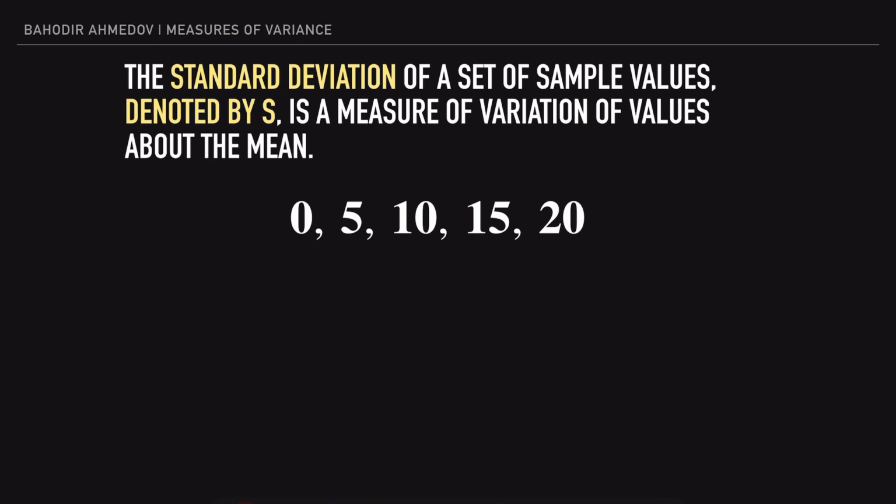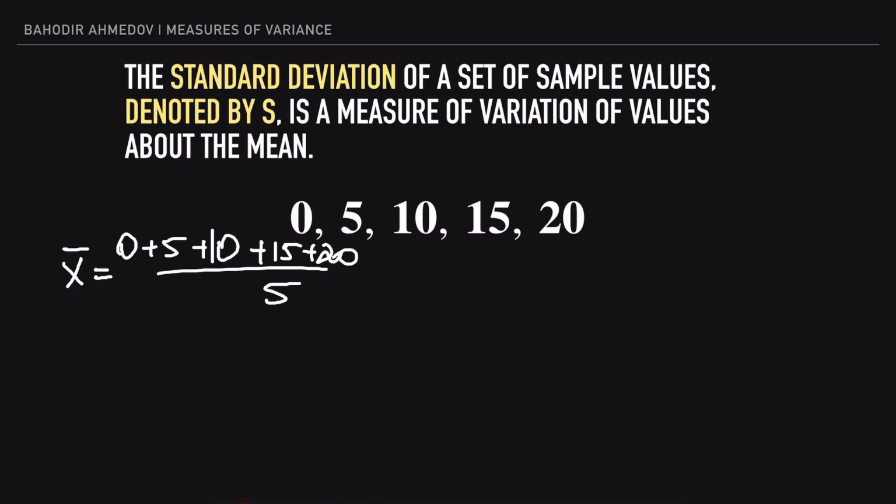First of all, I'm going to find the mean. So the mean is equal to the sum of all of these numbers: 0 plus 5 plus 10 plus 15 plus 20, divided by 5. And that's going to be equal to 10. And now I'm going to find the distance between all of the points and the 10.